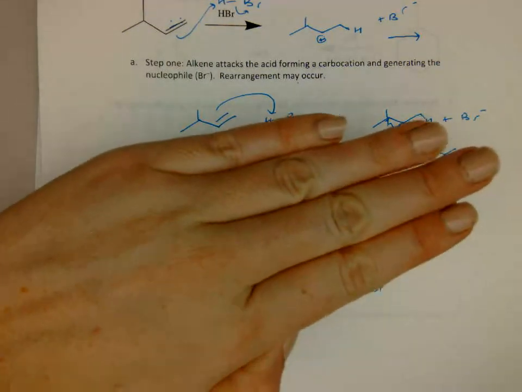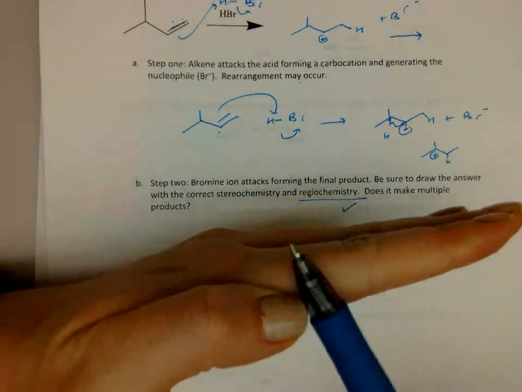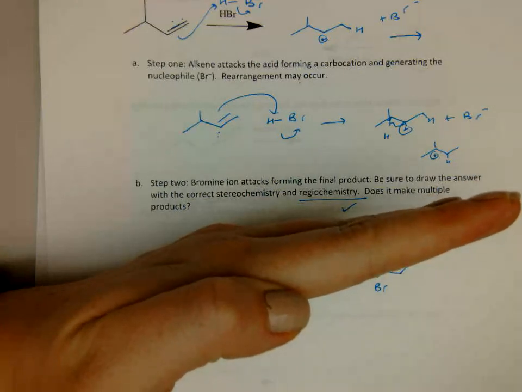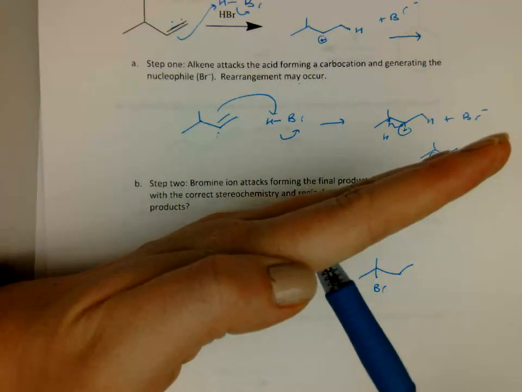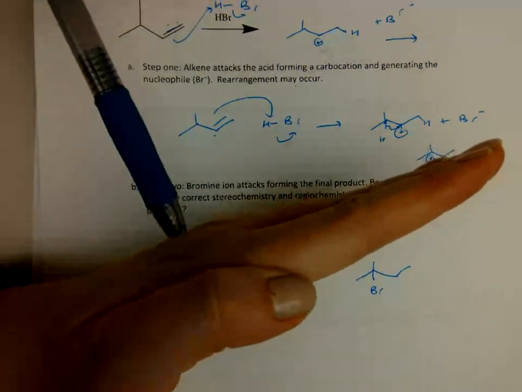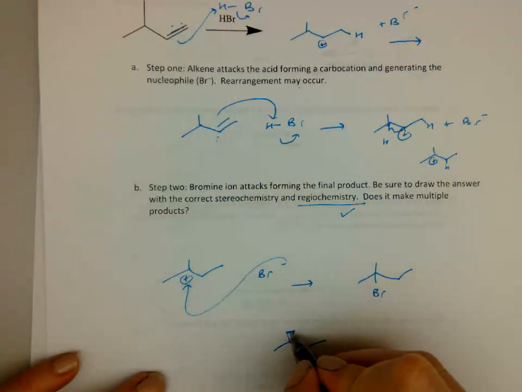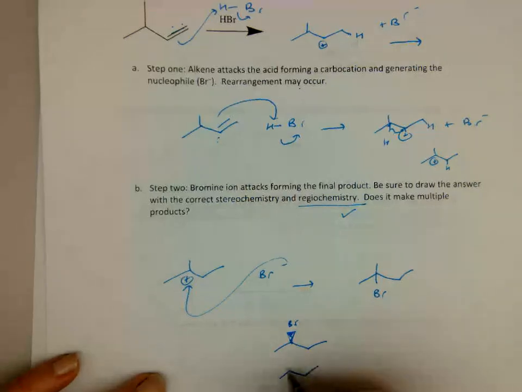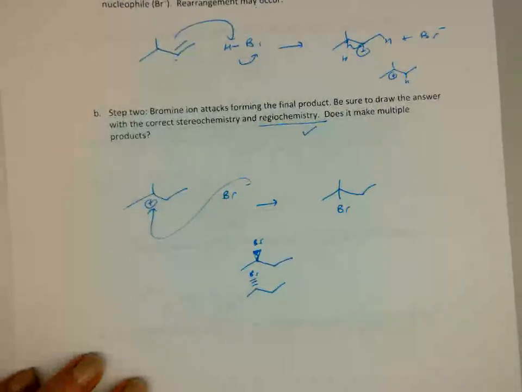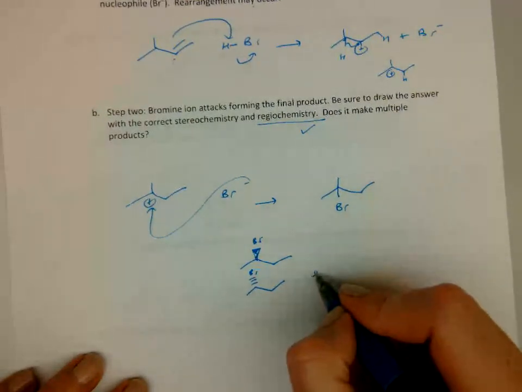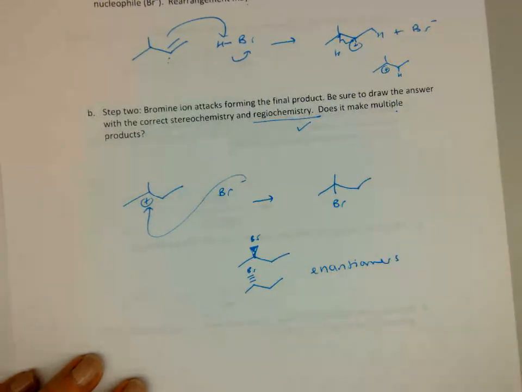But when the nucleophile attacks, an sp2 hybridized carbocation is a flat plane, right? It's trigonal planar, sp2 hybridized, just like in SN1 and E1 reactions. So the nucleophile can attack from this side or from this side. So you're actually going to get a racemic mixture. So you can draw one with the bromine as a wedge and one with the bromine as a dash. And there's not a plane of symmetry here, so there are two different molecules, and these are enantiomers. So it does make multiple products.